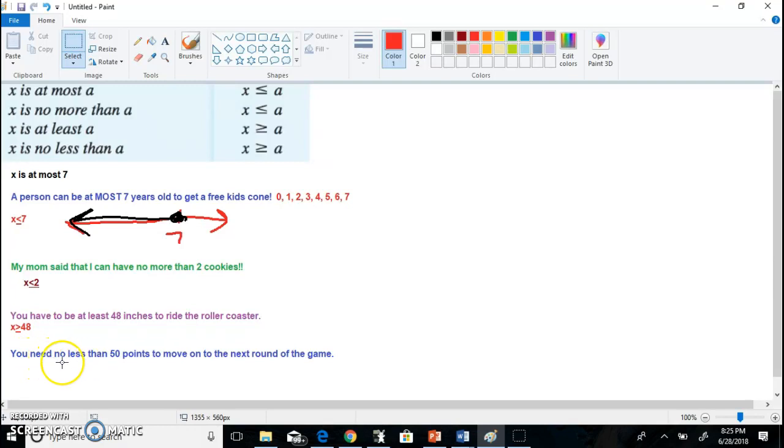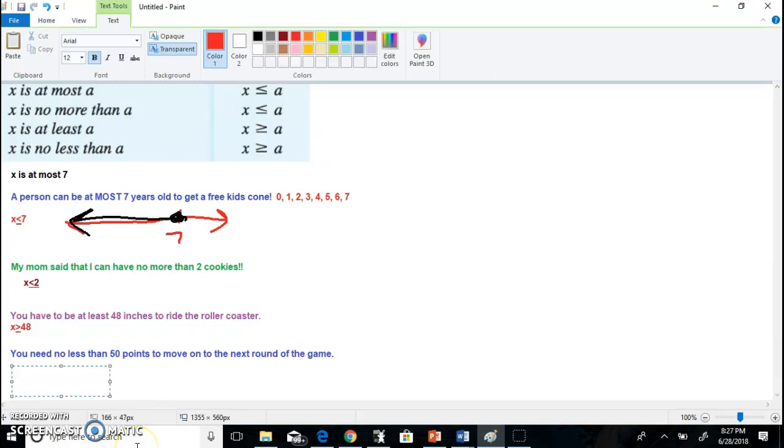I've put this example up using the words no less than. You need no less than 50 points to move on to the next round of the game. So what does it mean for you to need no less than? Can you have less than 50 points to move on to the next round of the game? No, you need no less than 50. That means you need 50 or more. So for this one, we would write X is greater than or equal to 50, because you need more than 50.